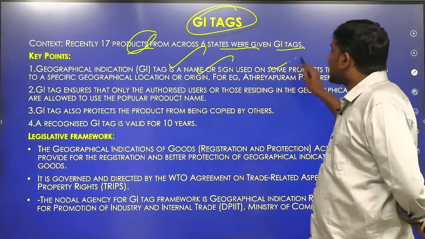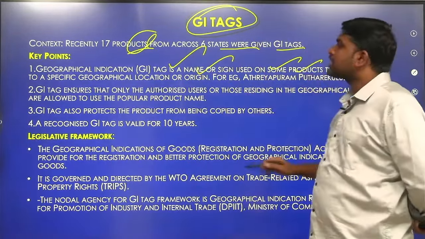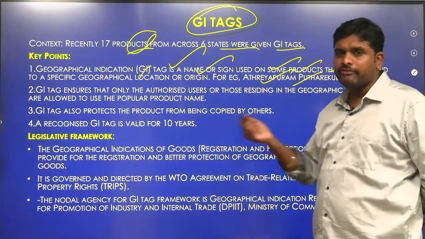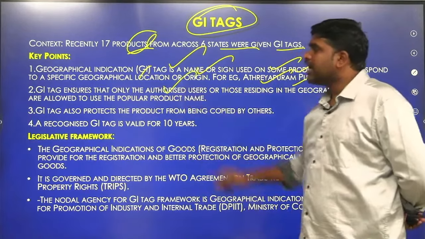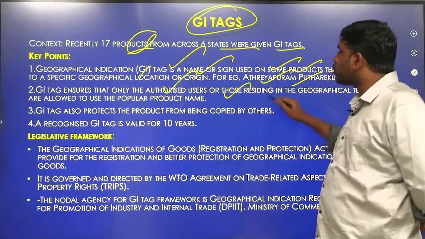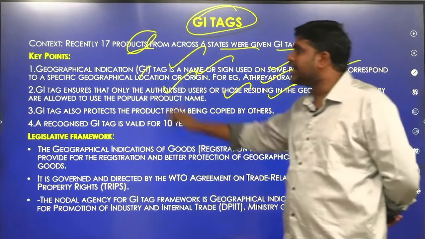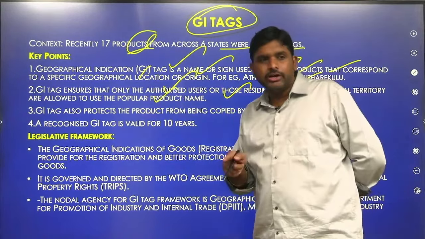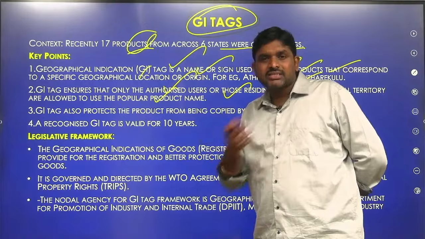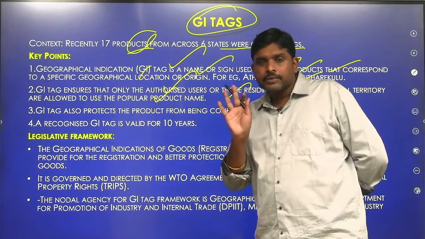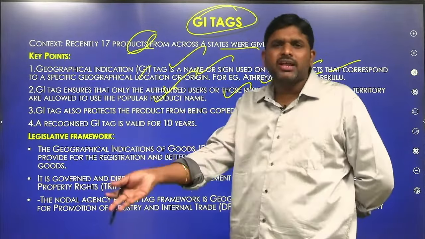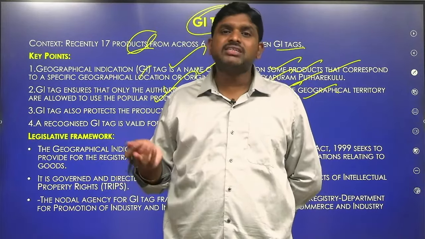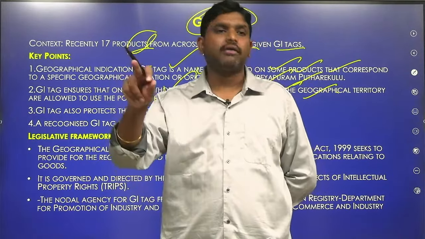A GI tag is a name or sign used on products that correspond to a specific geographical location. For example, Atreyapuram Putharekulu of Andhra Pradesh. A GI tag ensures that only the authorized users or those residing in that geographical territory are allowed to use the popular product name. Means only they can say Tirupati Laddu or Banaras sarees. Other people cannot. See, I can also make Banaras sarees in Hyderabad, but I cannot name them as Banaras sarees made in Hyderabad. Then it is wrong.